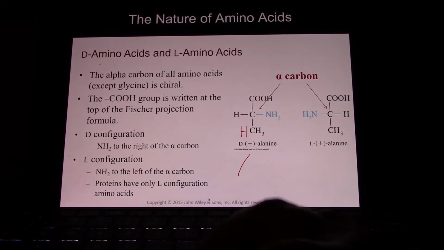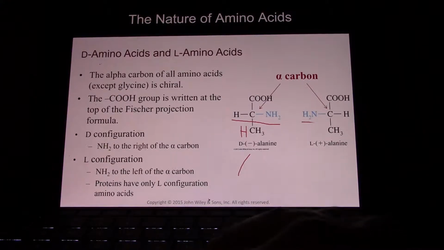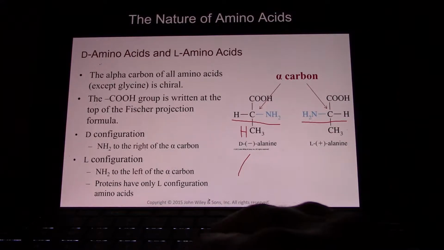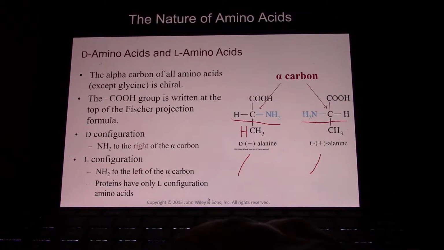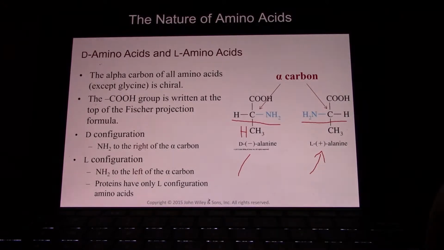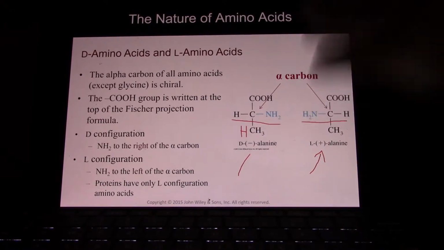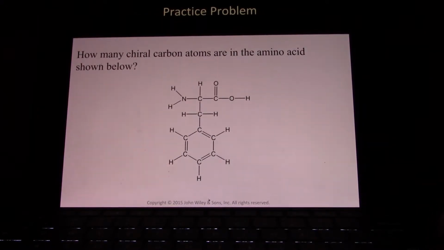But all of the other amino acids are chiral. And here we see the D-alanine, nitrogen on the right, L-alanine, nitrogen on the left, with our Fischer projection. Humans only use L amino acids. So all amino acids in people will have L configuration in their proteins. But bacteria use D, and so vancomycin binds to D-alanines because that's specific for bacteria, which is one of the reasons why it's such an effective drug against gram-positive bacteria.